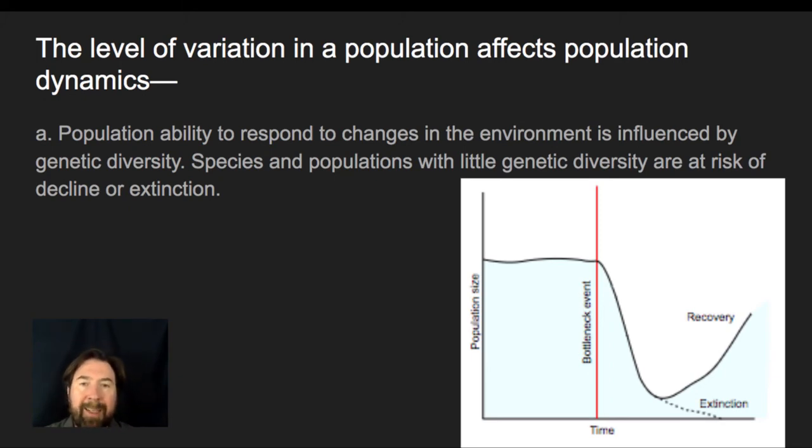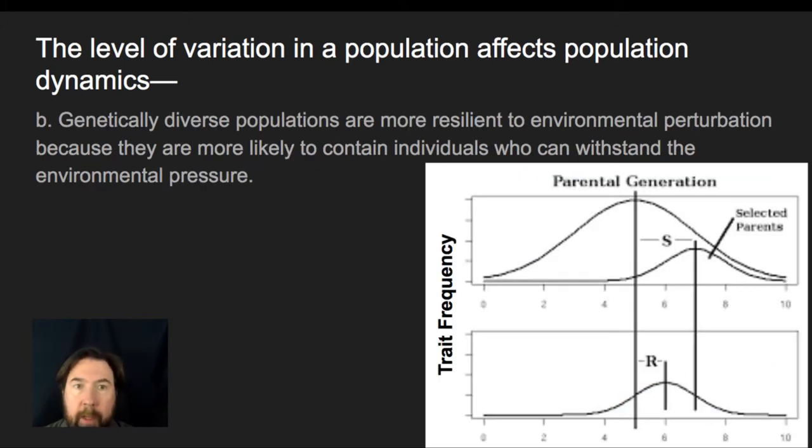But if the genetic diversity doesn't recover, then in the wild, those species are going to be very susceptible to disease or any other sort of shift that would take place in the population. So genetically diverse species can handle it when the environment becomes perturbed because they're more likely to contain individuals that have variations that can withstand that environmental pressure.